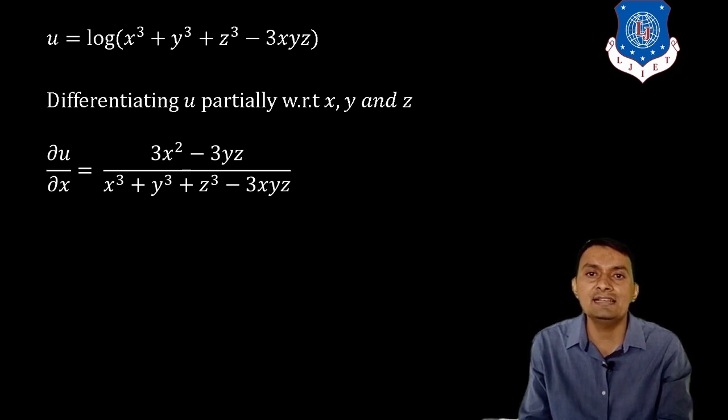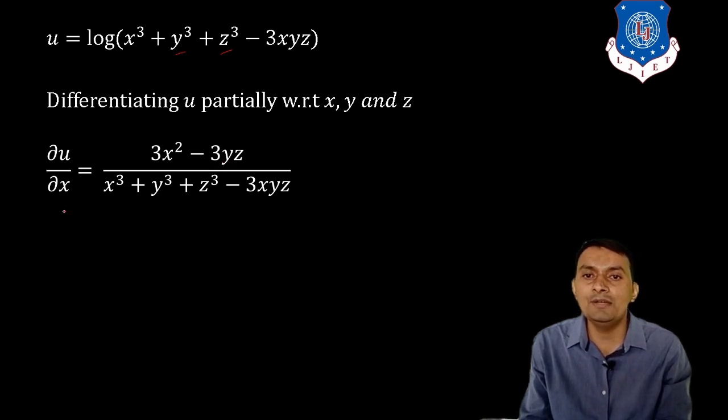So u is there, and what I'm going to get is del u by del x. It is log of something, so 1 divided by something, and then the derivative of the something with respect to x. So we are going to get 3x square minus 3yz, because the y cube and z cube terms are constants, so their derivative is 0. But 3 times yz is a constant multiple, so the derivative of x is nothing but 1, and we get 3 times yz.